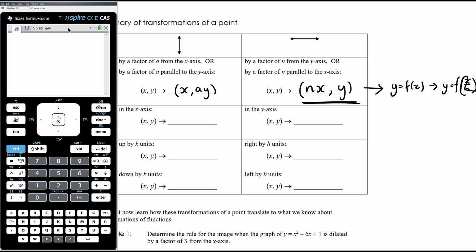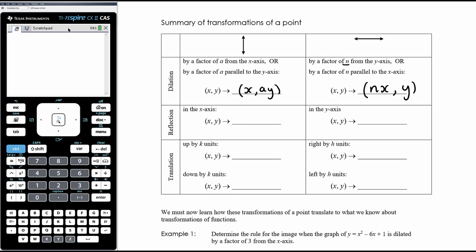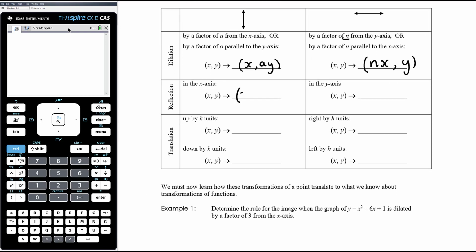And we need to know that when we see the function, we interpret that as 1 on n times x is a dilation by a factor of n from the x-axis, because we take the reciprocal from the function notation. If we're reflecting in the x-axis, it's the y coordinates that become negative, so x, negative y. If we're reflecting in the y-axis, it's the x coordinates that become negative, negative x, y.